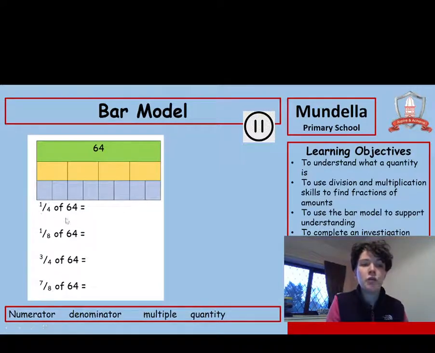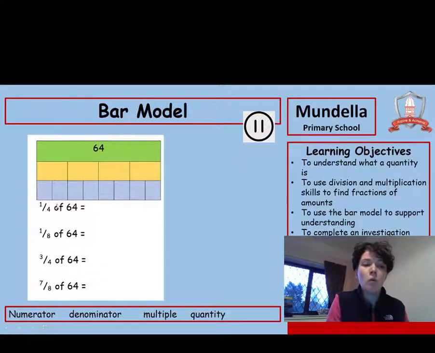If you're finding a quarter of 64, we have split our second bar into quarters, into 4 equal parts. What would one of those parts be worth? So it's 64 divided by 4. Okay, so same principle for finding 1/8, except this time we've split the bar into 8 equal parts.